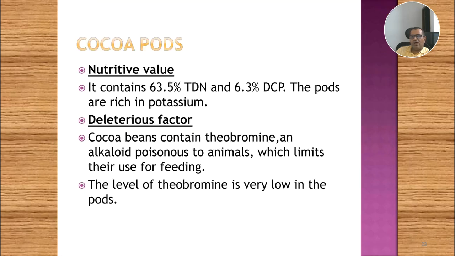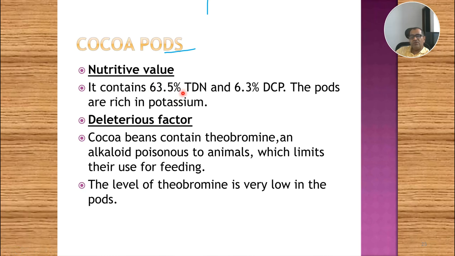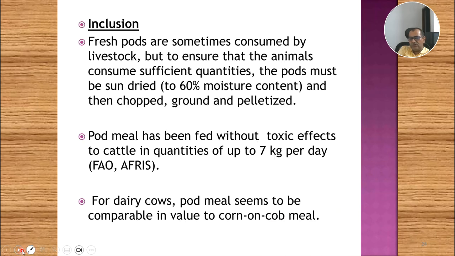A lot of cocoa is also grown, and these can be used as an unconventional source of feed, and it contains about 63.5% TDN and 6.3% digestible crude protein. The deleterious factor it contains, as usual, is theobromine, which is poisonous to animals and human beings, which limits their use. But the theobromine is very low in the pod, hence it can be used in the feed.